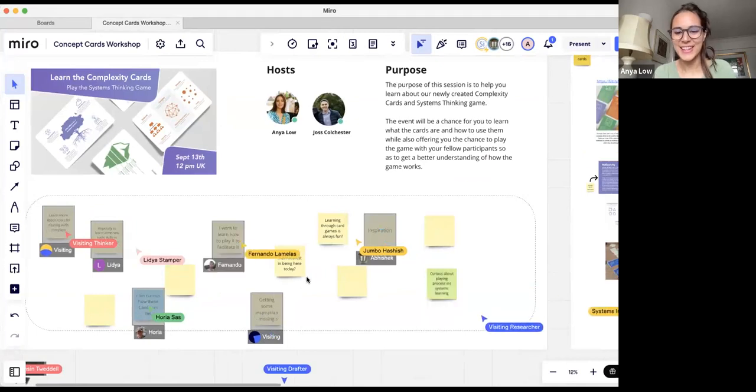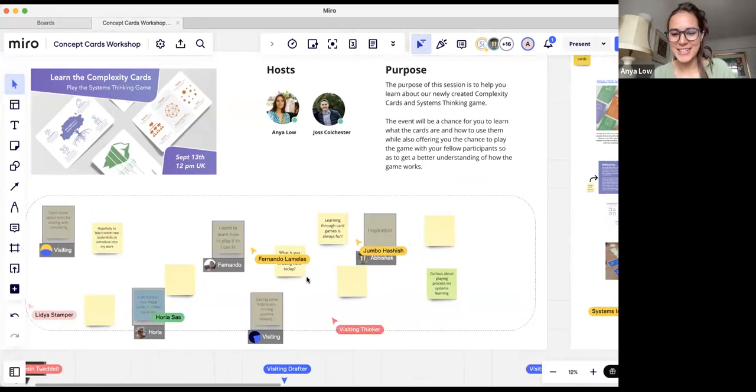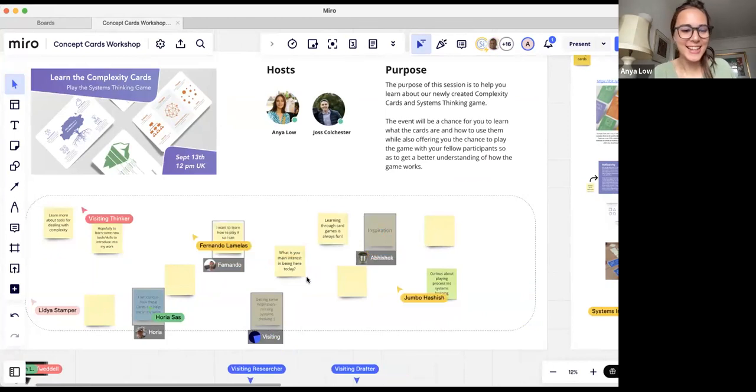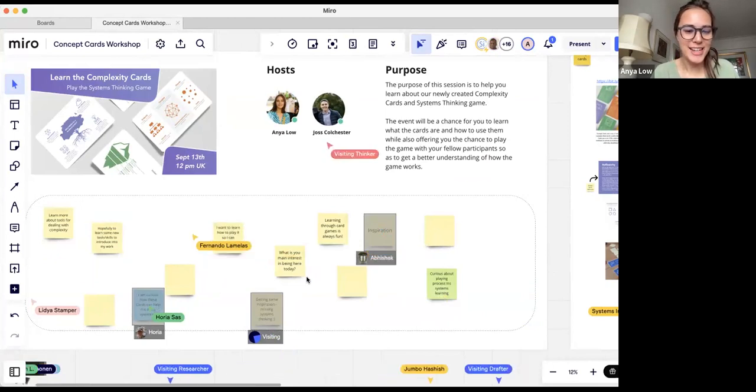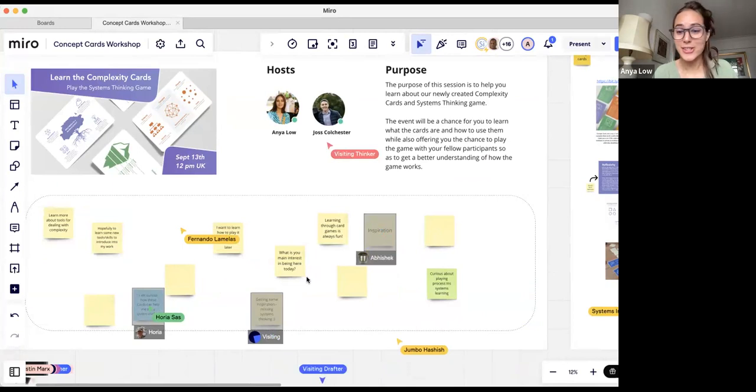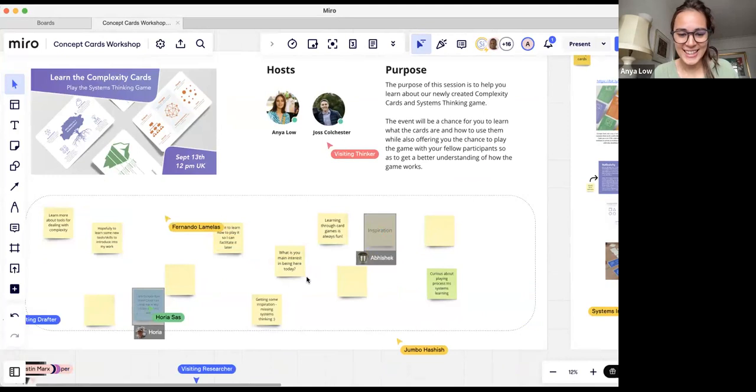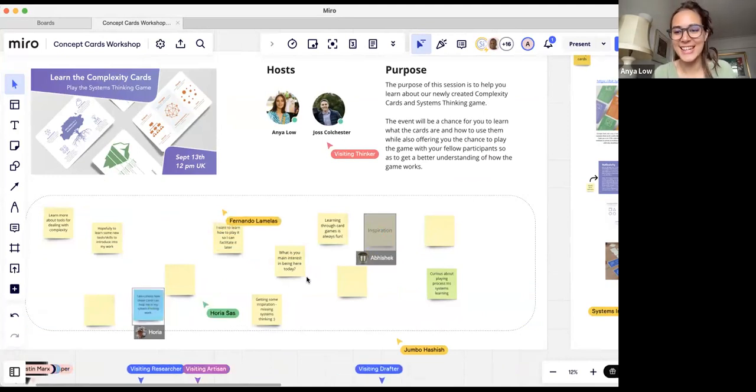So learning through the card games is always fun, and curious about playing processes and systems learning, and hopefully learn some new skills and tools and introduce you to your work. Sounds interesting. And getting some more inspirations and connecting with systems thinkers. That sounds like the right motivations to be here.